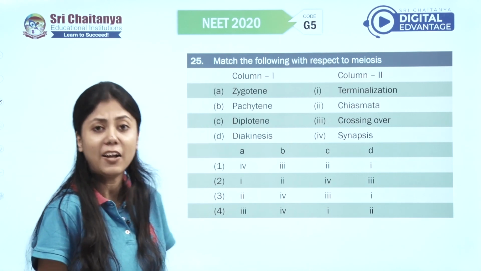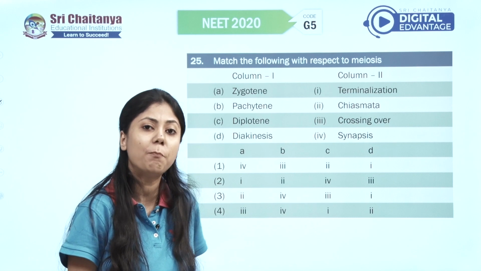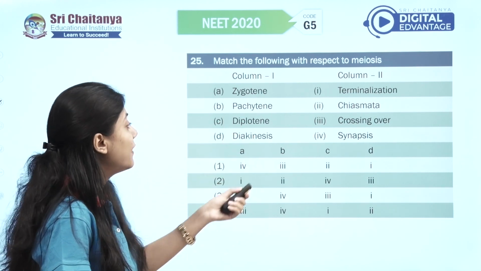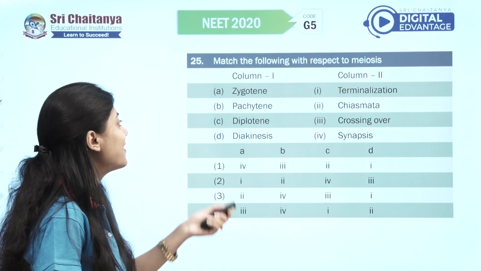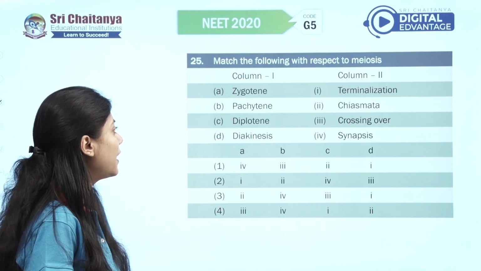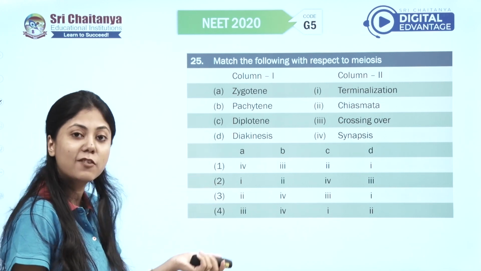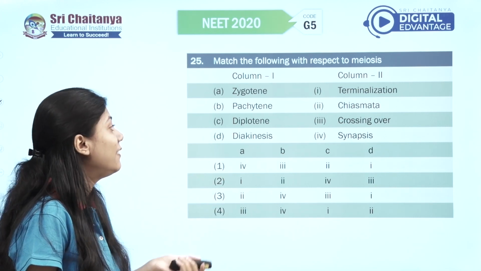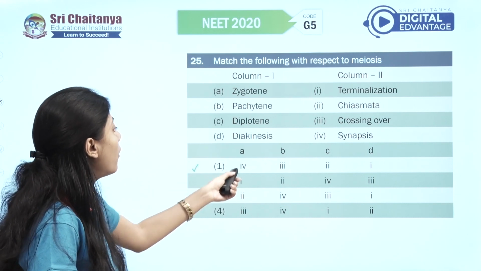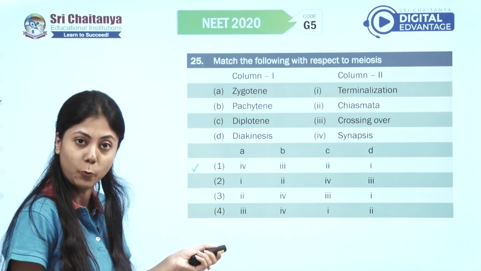So here we have match the following. Again, a very simple one. Here, zygotene: what happens in zygotene? There will be the formation of the synapses. What happens in pachytene? Yes, crossing over takes place. In diplotene, chiasmata formation occurs, and in diakinesis, terminalization occurs. So therefore, your answer will be one, right?